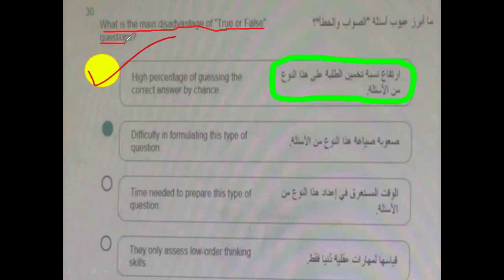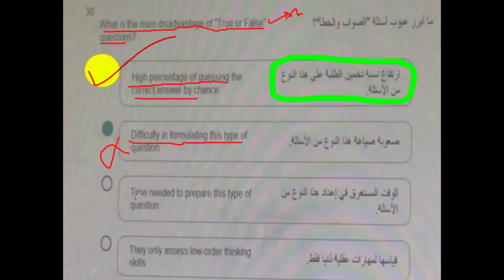Now, true or false questions, what are these? We call these assessment tools, number one. So we have been given four options. A high percentage of guessing the correct answer by chance, or difficulty in formulating this type of question? So we are not designing the formulation, okay? That's the easiest way we can design it.